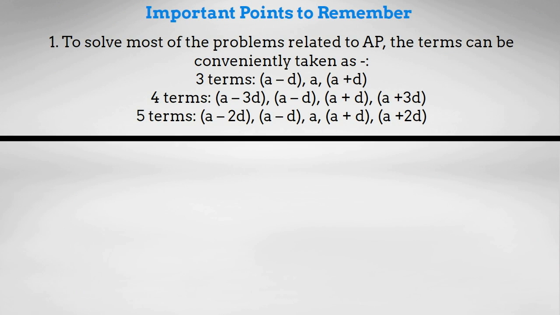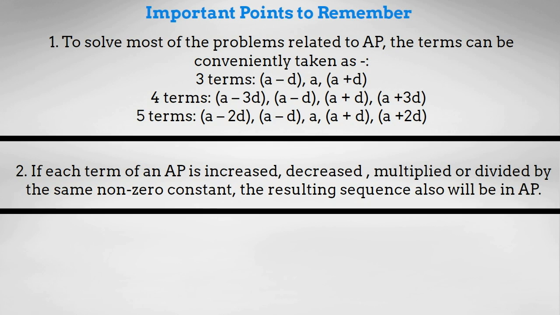Now there are a few important points to remember. To solve most of the problems related to AP, the terms can be conveniently taken as follows. In the case of 3 terms, the terms can be a minus d, a, and a plus d. In case of 4 terms, the terms can be a minus 3d, a minus d, a plus d, and a plus 3d. 5 terms can be a minus 2d, a minus d, a, a plus d, and a plus 2d. If each term of an AP is increased, decreased, multiplied, or divided by the same non-zero constant, the resulting sequence also will be in AP.